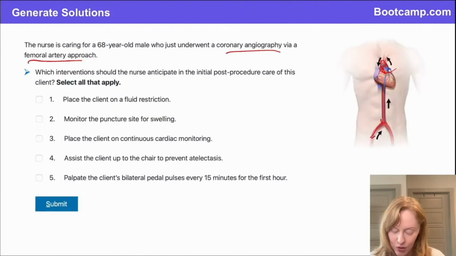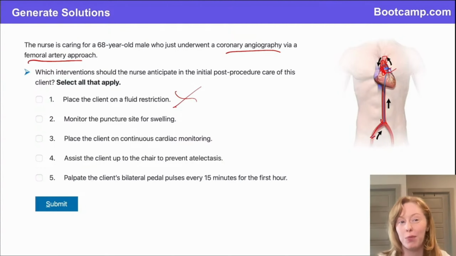Yes. So do we want to place them on a fluid restriction? True or false? And I hope, and it looks like some of you have selected this one. Now remember, when we go up and visualize this, they're going to need to get contrast dye. And there's one organ in the body that hates contrast dye. It's the kidneys, right? If you give too much contrast and not enough fluids to flush it out, you can develop contrast nephropathy or kidney failure. We do not want to place them on a fluid restriction. We want to push fluids either orally or through IV or both.